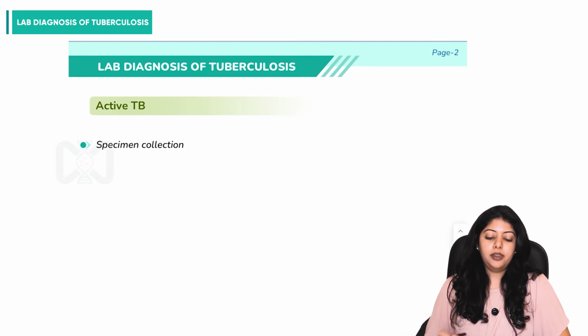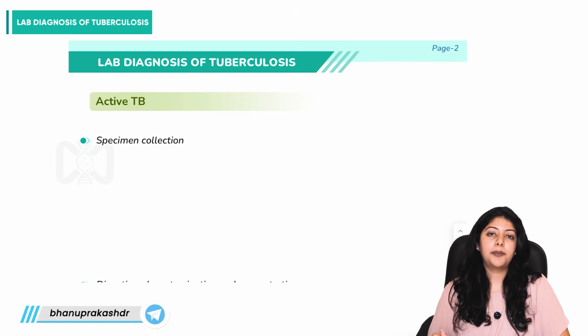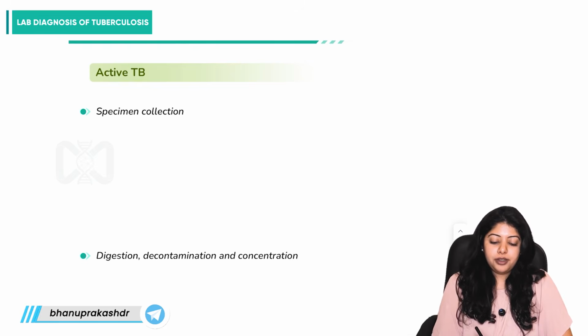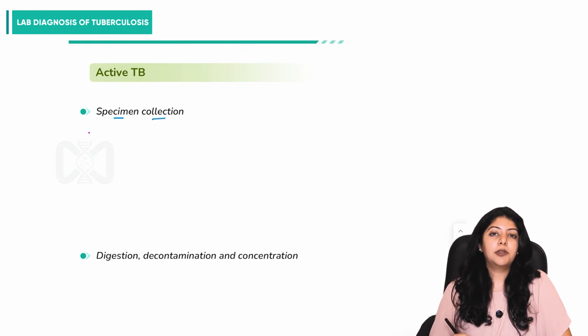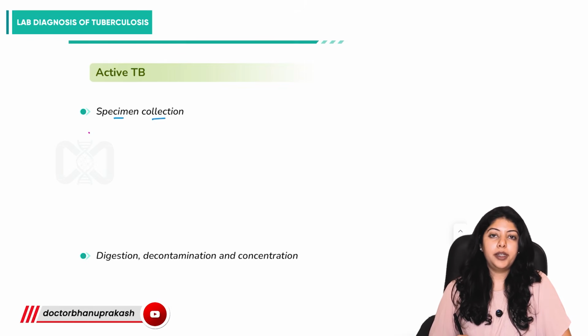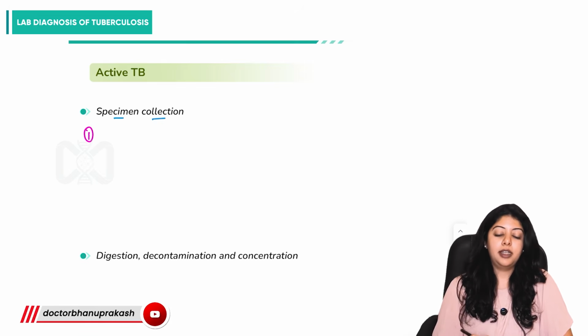To begin with, we first need to talk about the diagnosis of active tuberculosis cases, whether pulmonary or extrapulmonary. The very first thing that we do for the diagnosis is the specimen collection. And what kind of specimens do we require? First and foremost, and the most common one, is the sputum sample.